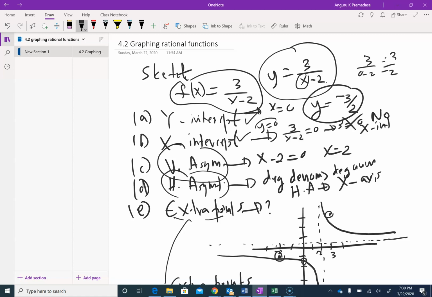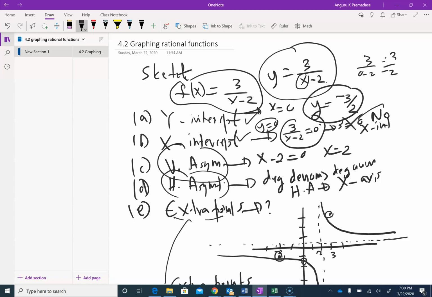Now how do you find the x-intercept? Well, what you do is you take y equals 0. When you put y equals 0, you will notice that this becomes 0, and you multiply both sides by x minus 2, and then this becomes 0. So you get 3 equals 0, which is not possible. So that means there is no x-intercept.